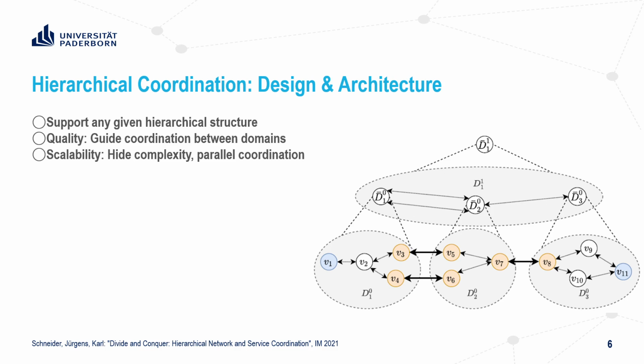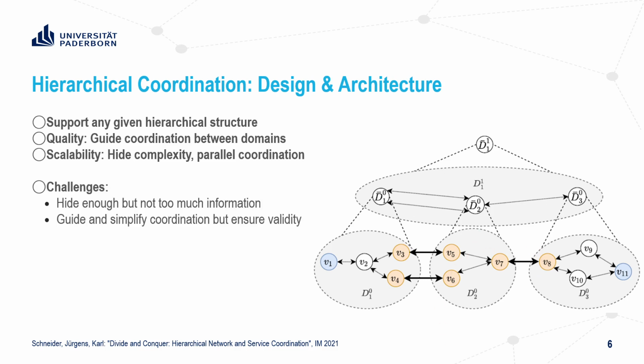So not just 2 levels of hierarchy or 3, but any number of hierarchies, any given clustering of the network into domains and hierarchies. Then given this information about the network, we want to make sure that we can find solutions with good quality by guiding the coordination between the domains. So that's exactly what differentiates our approach from the distributed approach, is that we guide the coordination between domains. And we want to make sure that we have a solution that scales well by hiding complexity and by ensuring that we can parallelize coordination somehow between the different domains.